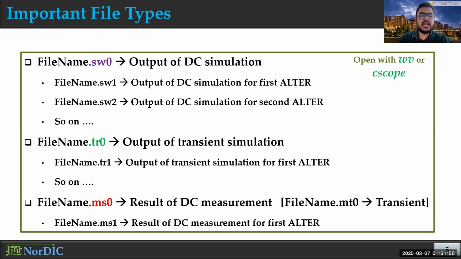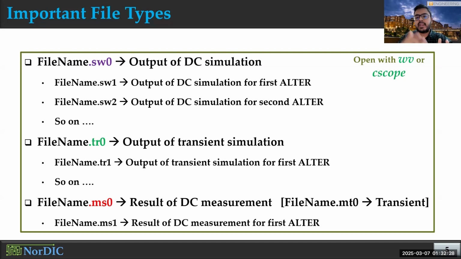There is another option, which is the .print or .probe command. If you are interested in the voltages of specific nodes and currents flowing through specific components, you can mention them after the .print or .probe command. This command will create another file, with the extension .print.sw0 for DC simulation, and .print.tr0, .print.tr1, something like that for transient simulation. There you will only have those voltages and currents that you mentioned after the .print or .probe command.